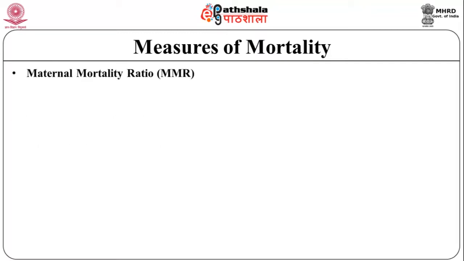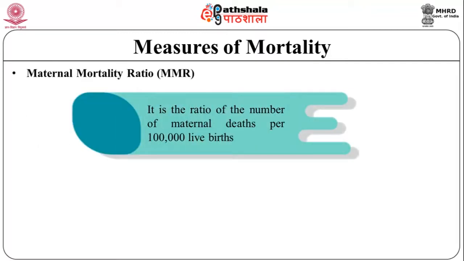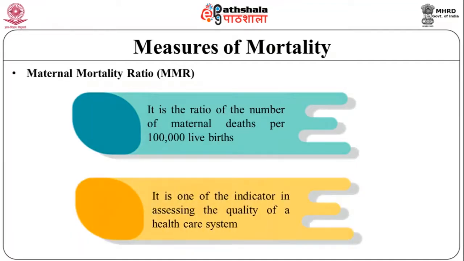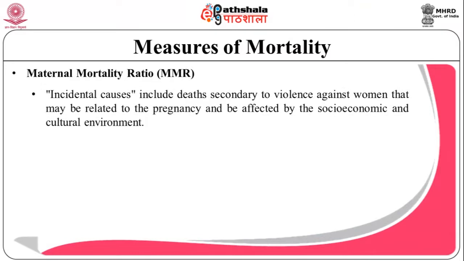Maternal mortality ratio is the ratio of the number of maternal deaths per 100,000 live births. It is one of the indicators in assessing the quality of a healthcare system. First, aside from the WHO definition, other definitions exist and some include accidental and incidental causes. Incidental causes include deaths secondary to violence against women that may be related to the pregnancy and can be affected by the socio-economic and cultural environment.